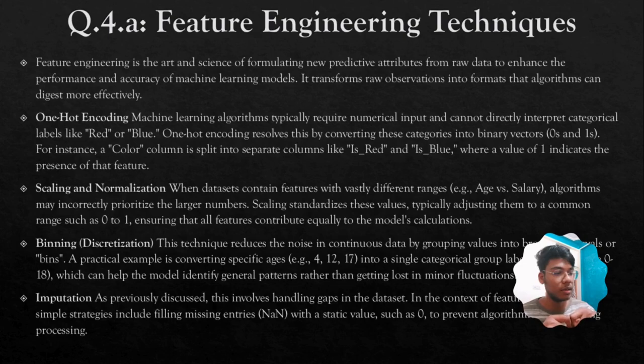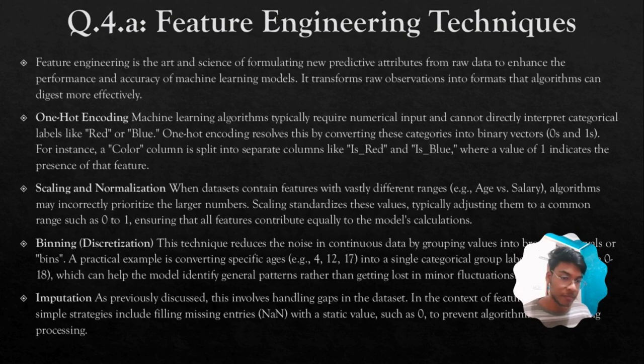In this child bin, we have done just the single thing, which is grouping the ages from 0 to 18. So that covers all the age groups, and we don't need to add jumbled numbers in that group. So it's pretty easy now, and it can help the model identify general patterns rather than getting lost in minor fluctuations.